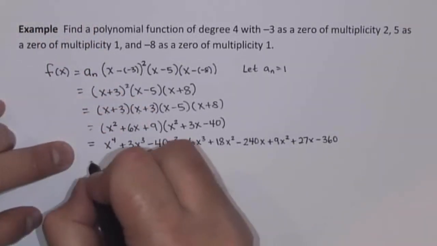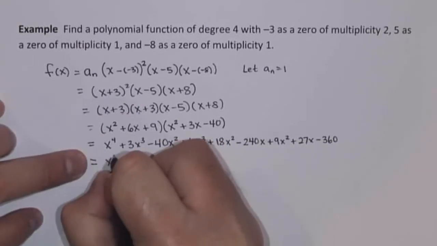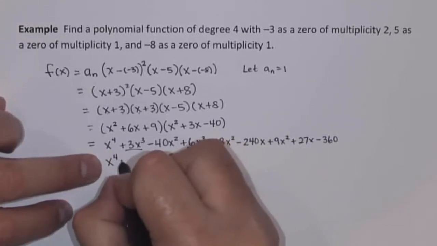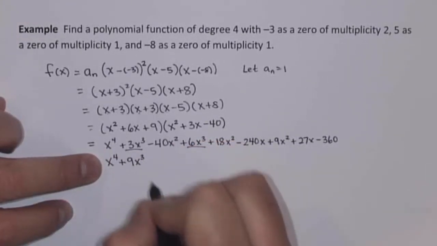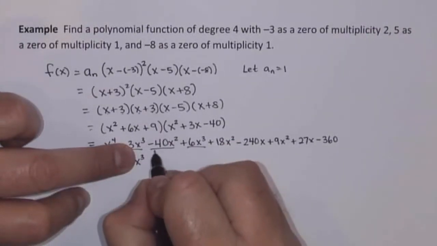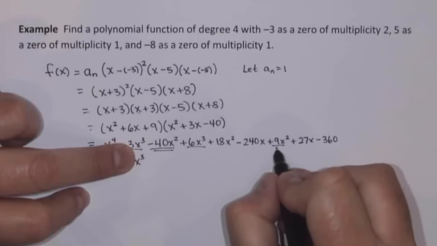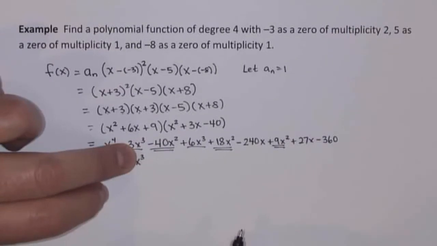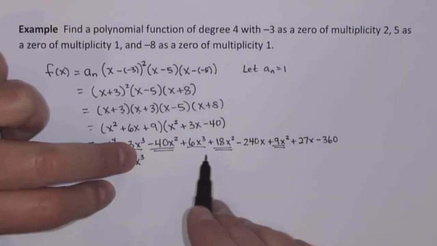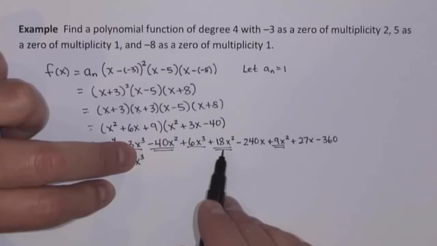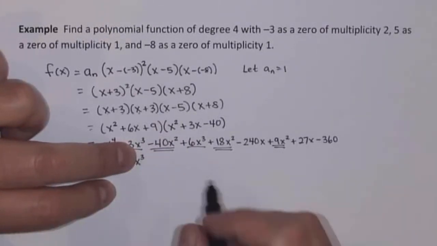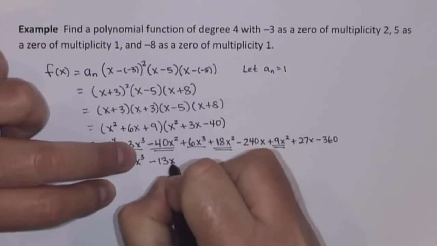So if I combine like terms, clean this up, we have our polynomial function. So we have x to the 4th. Now we have 3x cubed plus 6x cubed, which is 9x cubed. We have minus 40x squared plus 9x squared. Oh, we also have plus 18x squared. So minus 40 plus 18 is going to be minus 22x squared. And minus 22x squared plus 9x squared is going to be minus 13x squared.